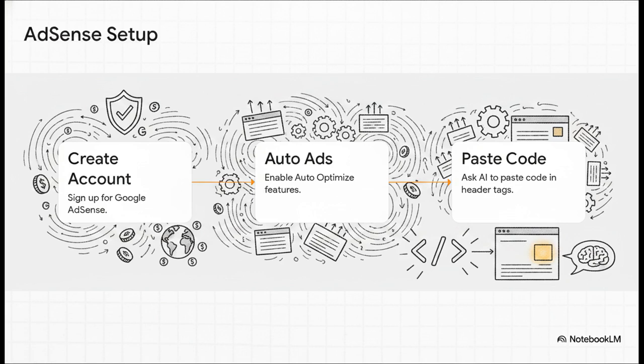Step 3 is for sure the best part. Google gives you a little snippet of code that needs to be pasted into your website's hidden backend files. Those are known as header tags. Instead of trying to figure that out yourself, you literally just paste that code into your AI Builder chat and type, "Add this to my website." The AI handles all the tricky technical integration for you in seconds.